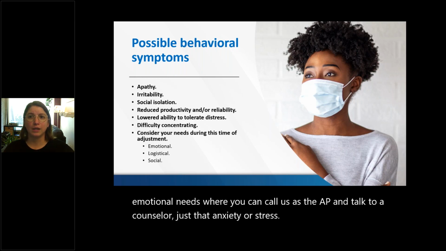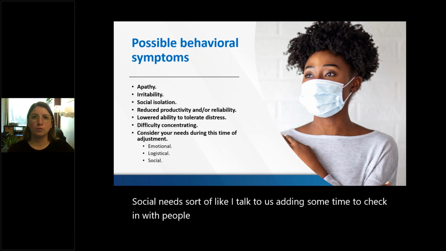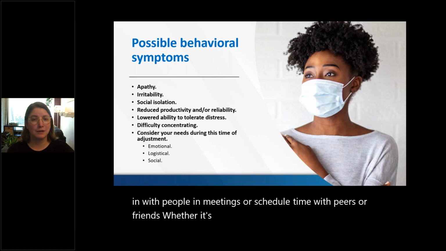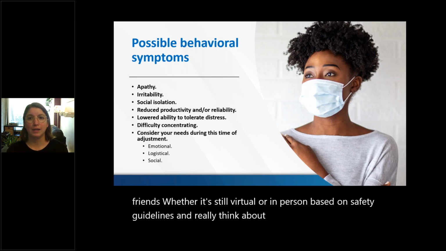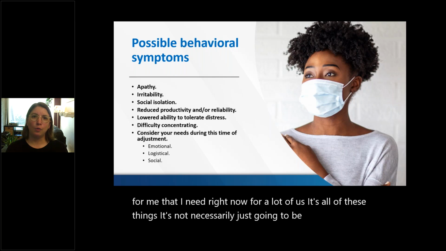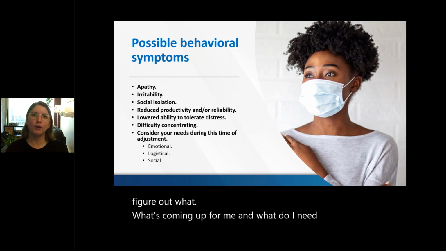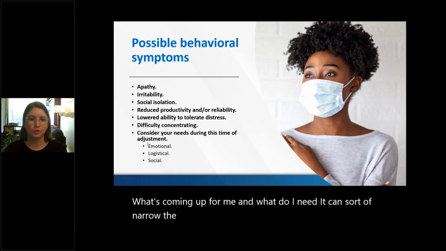Social needs, sort of like I talked about, adding some time to check in with people in meetings or schedule time with peers or friends, whether it's still virtual or in person based on safety guidelines, and really think about what's coming up for me that I need right now. For a lot of us, it's all of these things. It's not necessarily just going to be one, but if we can figure out what's coming up for me and what do I need, it can sort of narrow the strategies around how to address it.